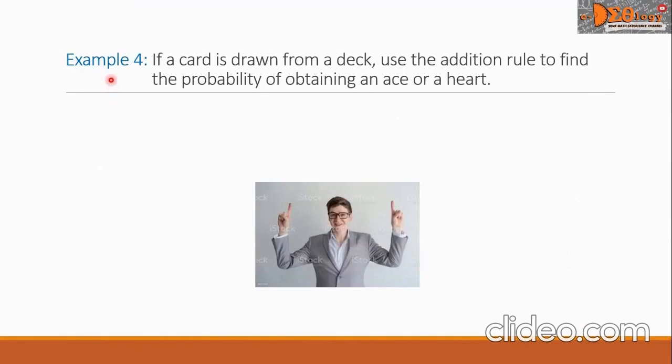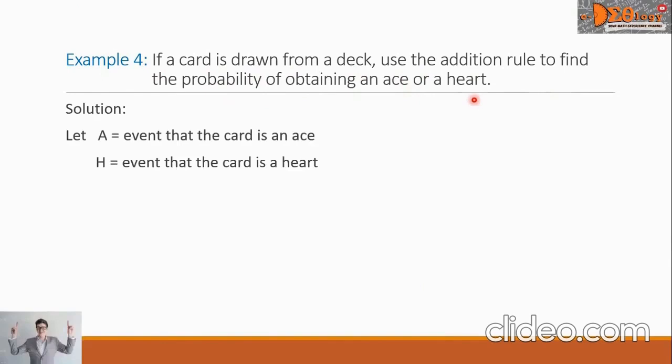Let us have example 4. If a card is drawn from a deck, use the addition rule to find the probability of obtaining an ace or a heart. First, let us assign A to be the event that the card is an ace. Then, we let H be the event that the card is a heart.